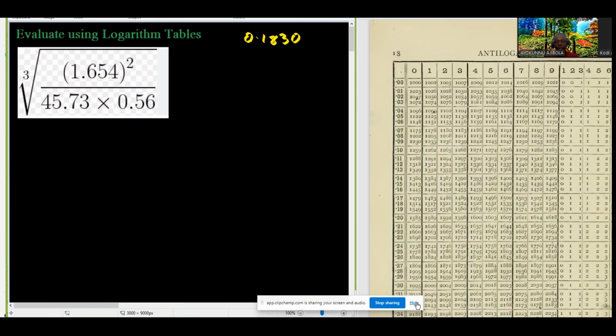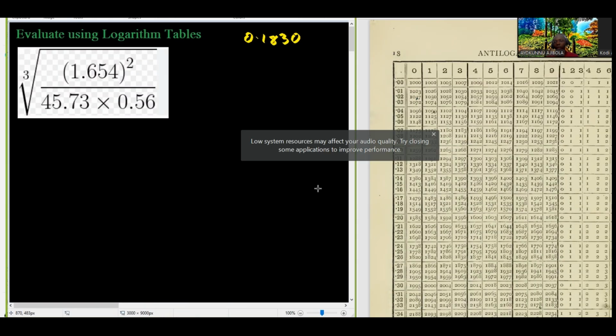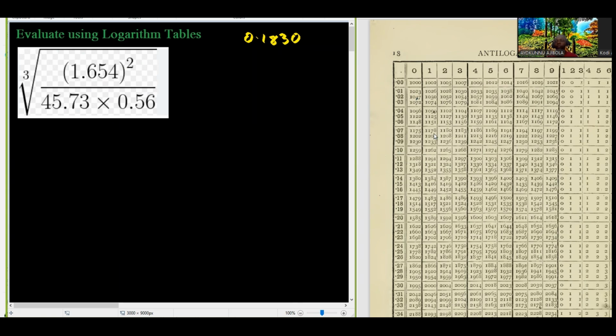So, given this question, we want to find the cube root of the whole thing under the root, which is 1.654 whole square, divided by 45.73 and the product between 45.73 times 0.56, using logarithms table.